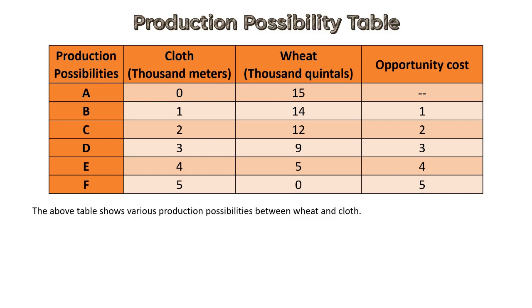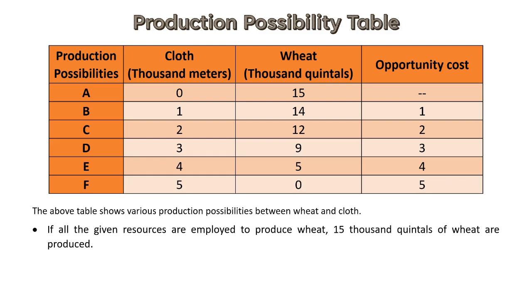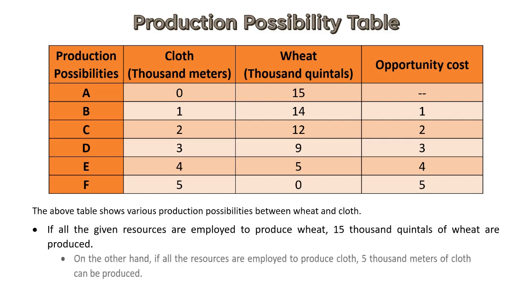The above table shows various production possibilities between wheat and cloth. If all the given resources are employed to produce wheat alone, then the country can maximally produce 15,000 quintals of wheat with zero production of cloth. That is the maximum production capacity of the country regarding wheat. That is exactly what happens with production possibility A.